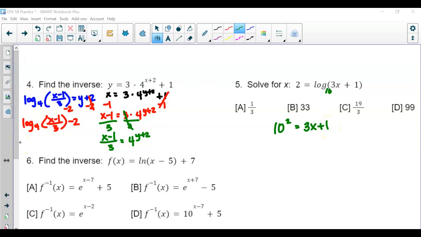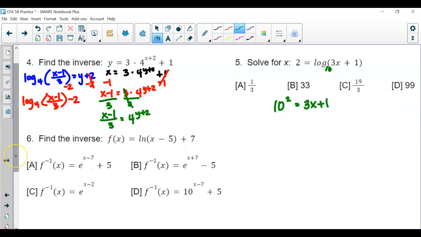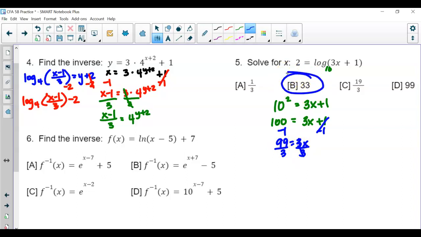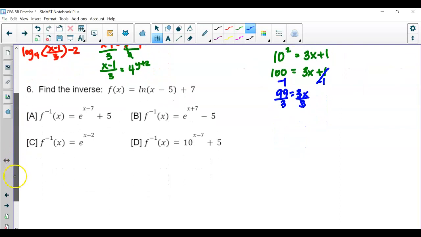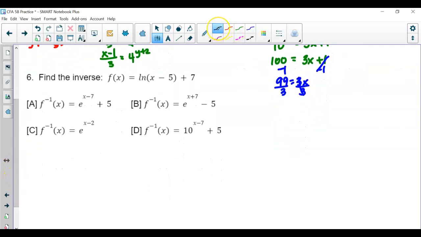And so now here we can solve for X. Notice how we have 10 squared. Well, 10 squared is 100, which is equal to 3x plus 1. Now you're just solving a two-step. So now here I can subtract 1. Now I've got 99 is equal to 3x, and then divide both sides by 3, and that's why x is equal to 33.